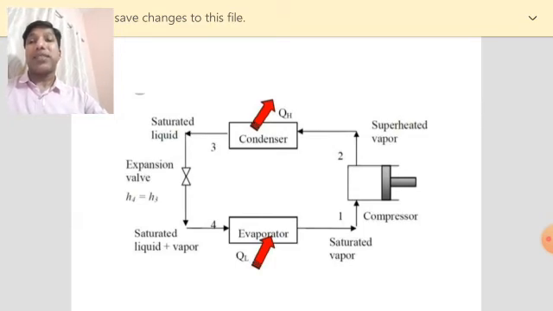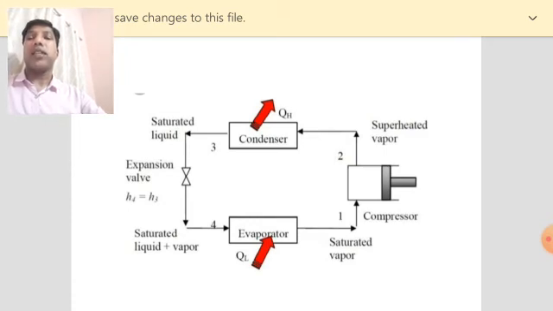Now why is it compressed? The reason is that once you increase the pressure, you can condense the refrigerant at room temperature itself. Since pressure is increased, temperature also increases. Due to that, the temperature inside the condenser will be more than the temperature outside. So the latent heat will be rejected to the outside atmosphere, whereas the vapor condenses to point 3. At point 3 you have saturated liquid. This liquid after condensation is now expanded through the expansion valve.